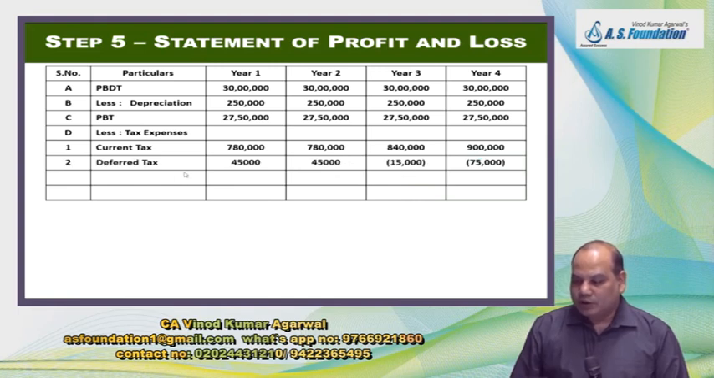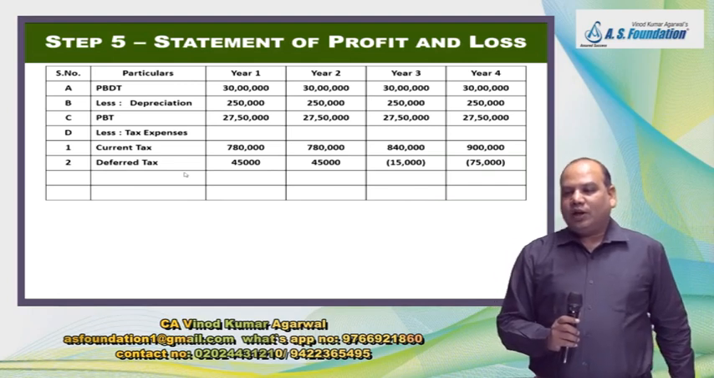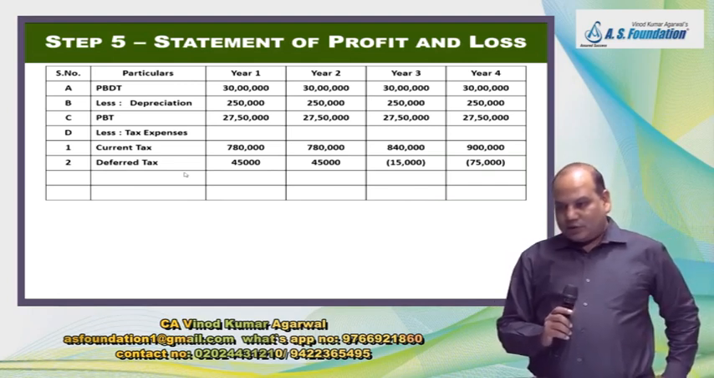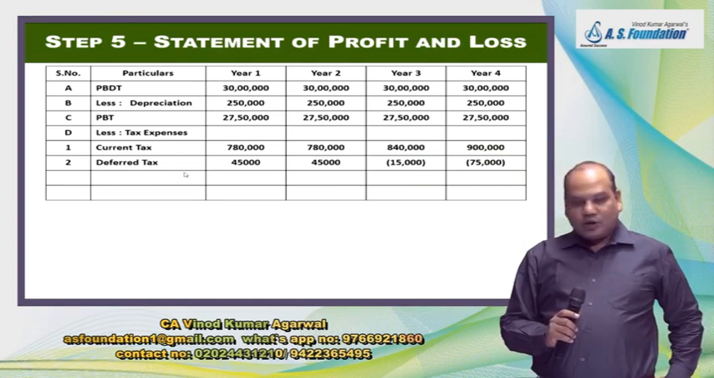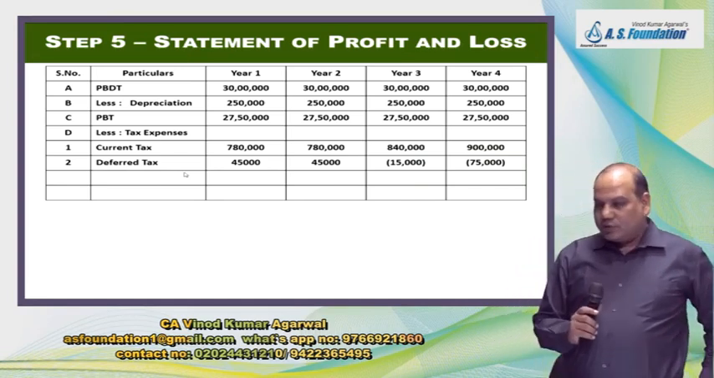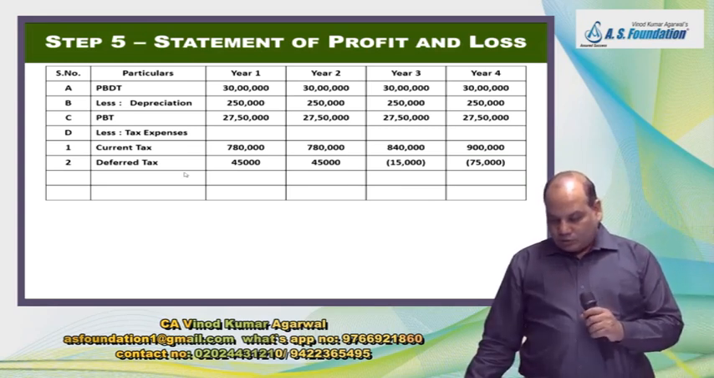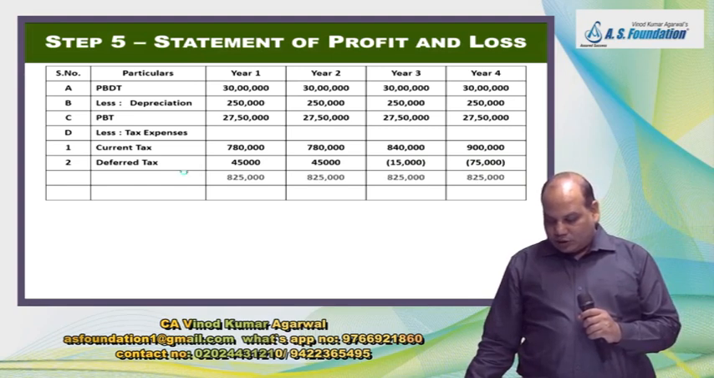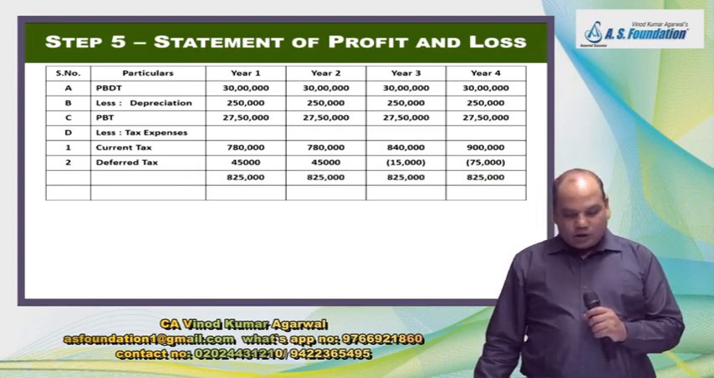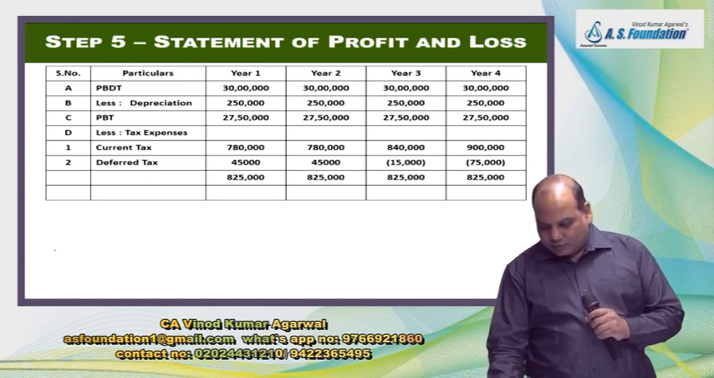Below that write 2, deferred tax. Step 4, write down. First 2 years debit to P&L account. Add 45,000, 45,000. Last 2 years credit to P&L account. In bracket write 15,000, 75,000. So total D, write down total D. How much is total D? 8 lakh. Now see the beauty of IAS 12.